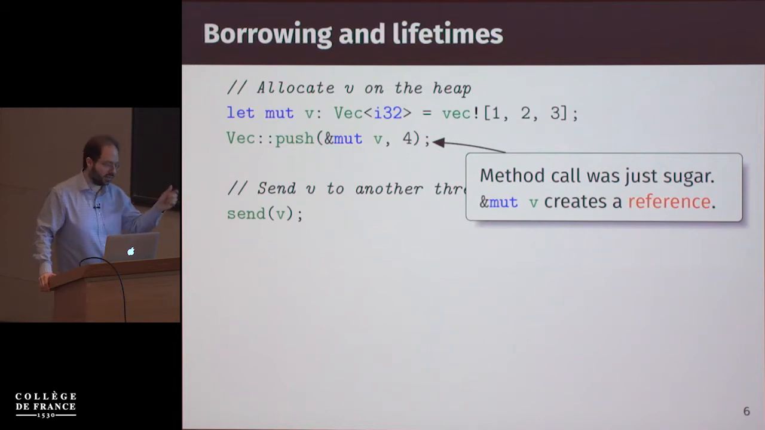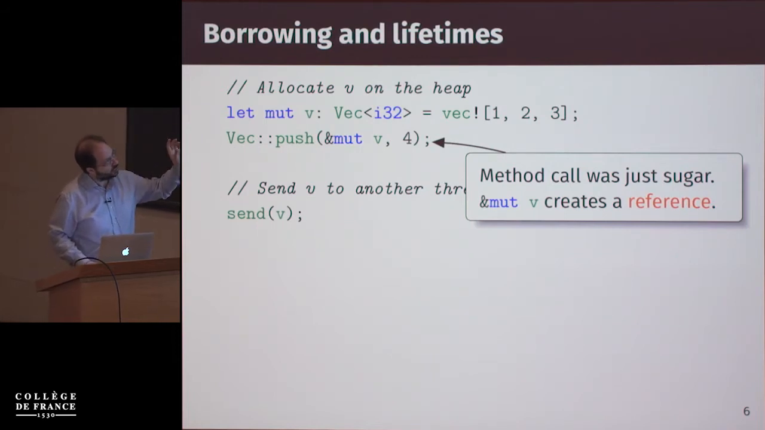Okay? And this is where we get into the second key mechanism of Rust, which is this idea of references and borrowing. So the idea is that when we pass v to the push method, we're not actually passing ownership.